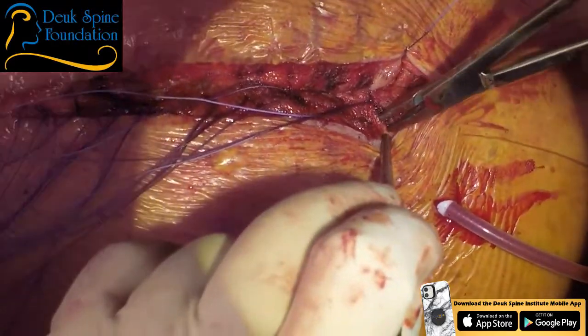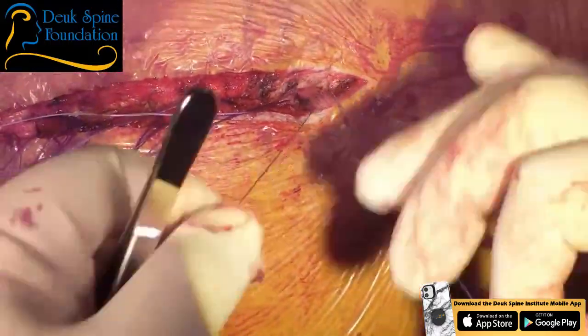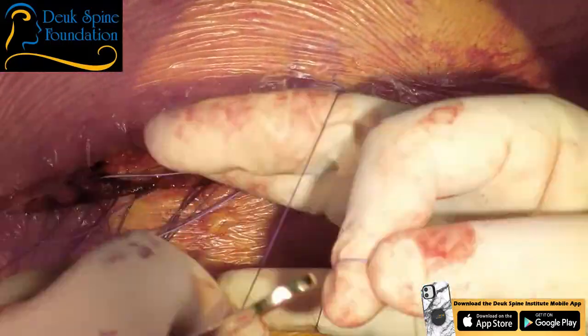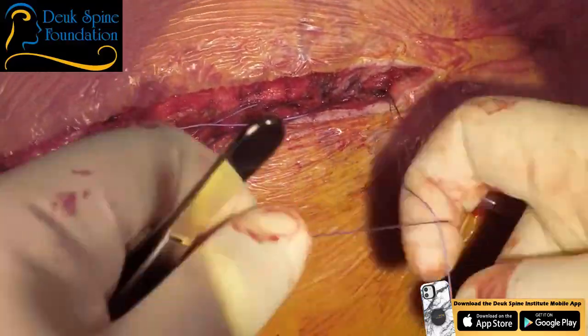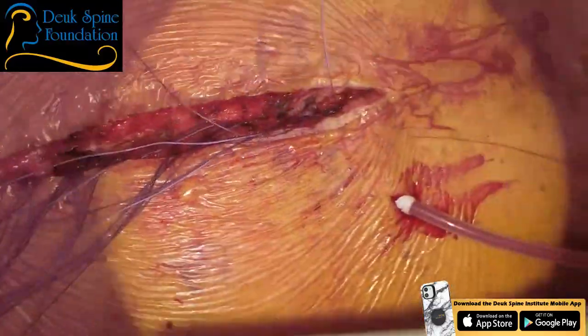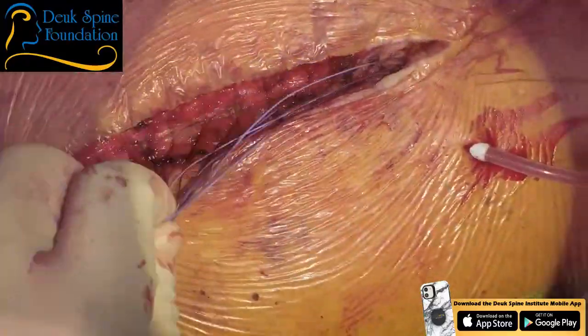If your blood pressure gets too low, your patient can have a heart attack, a stroke, kidney malfunction. If your blood pressure gets too high, you can have bleeding, can have a stroke as well. There's lots of potential bad.